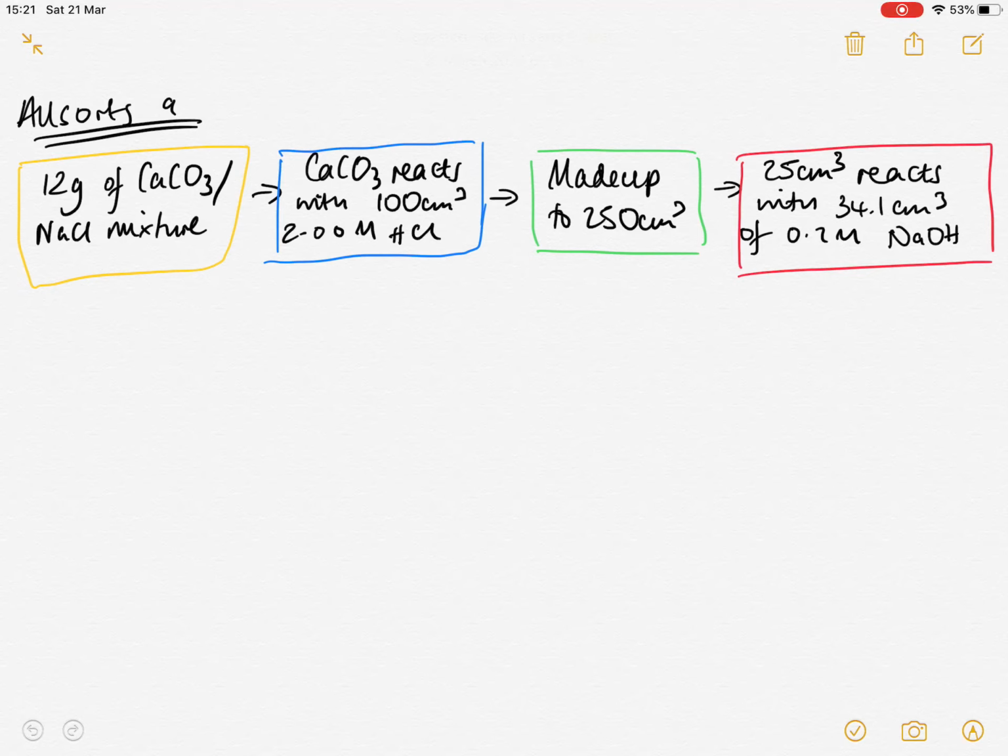Hi everybody, here's Allsorts number 9. Same as all the other questions that we've looked at, I've read the question first, RTFQ, and then I've done my flowchart.